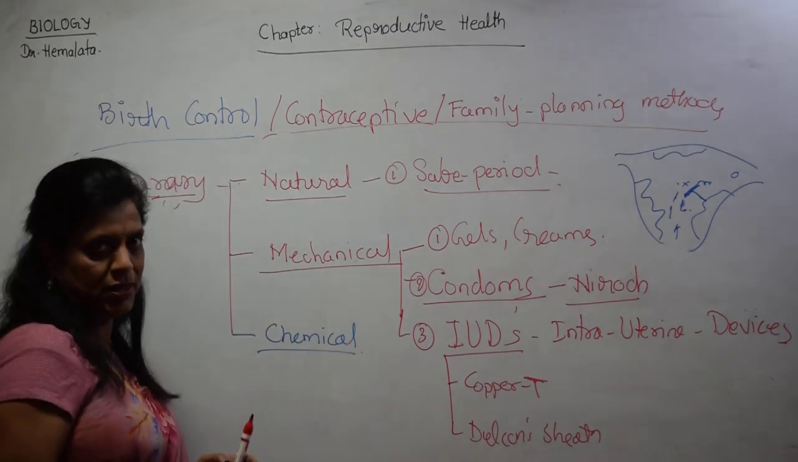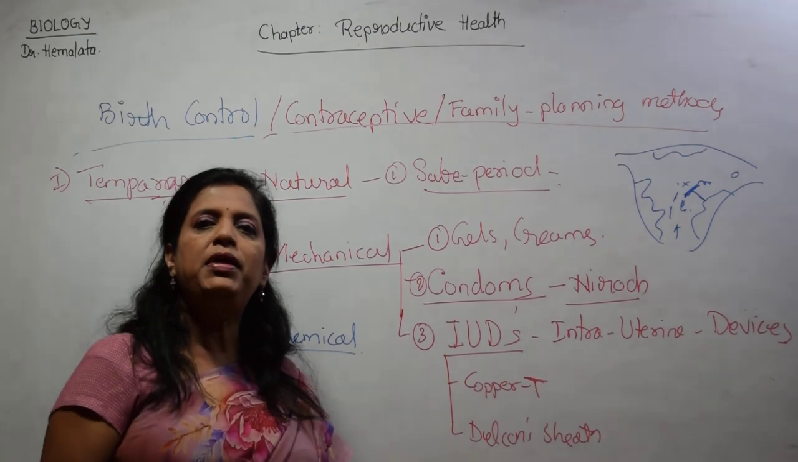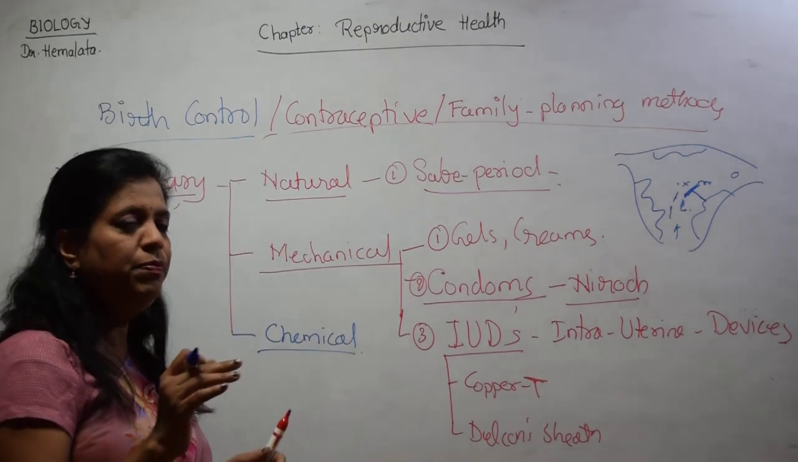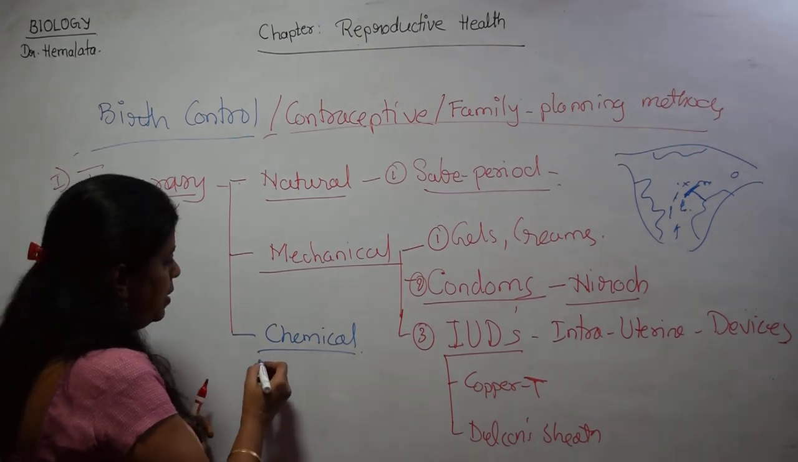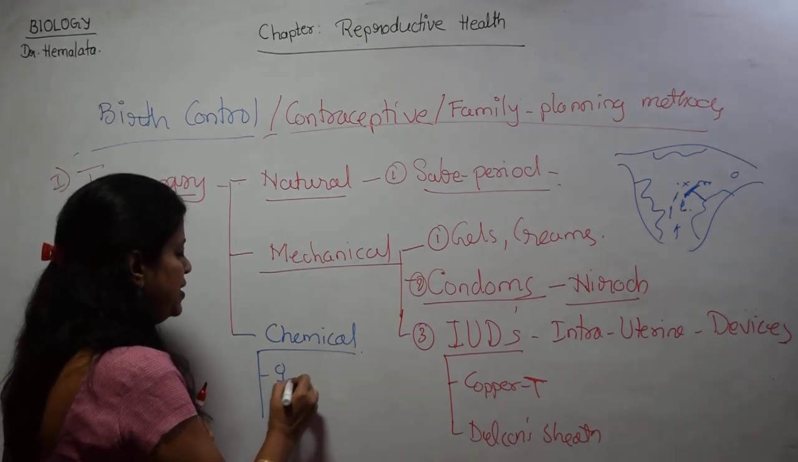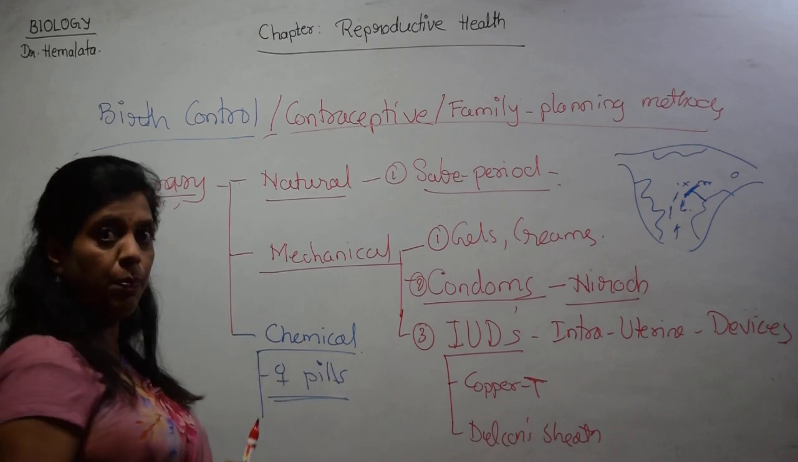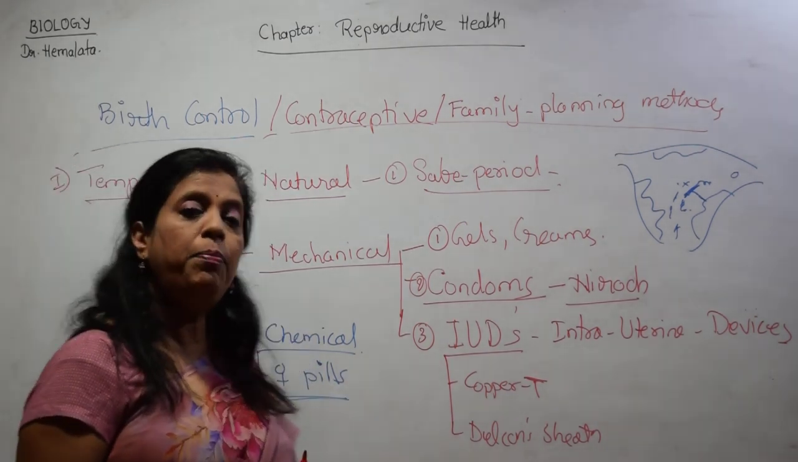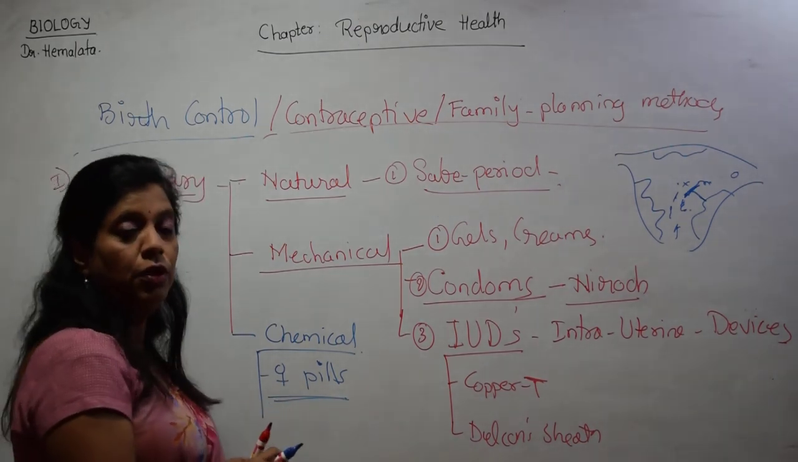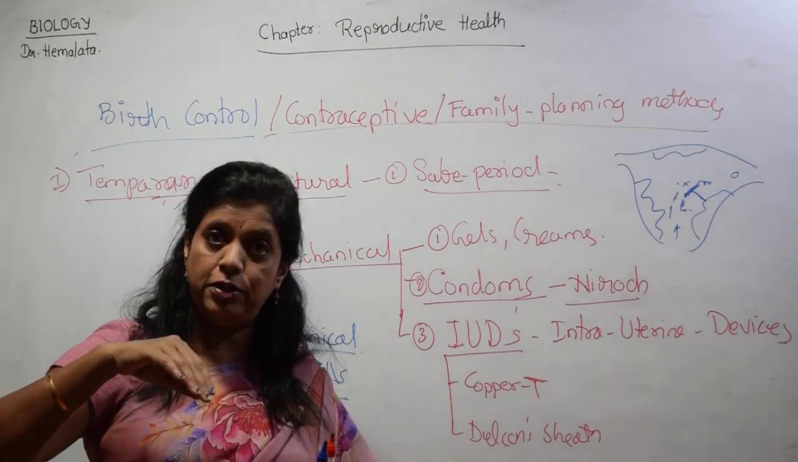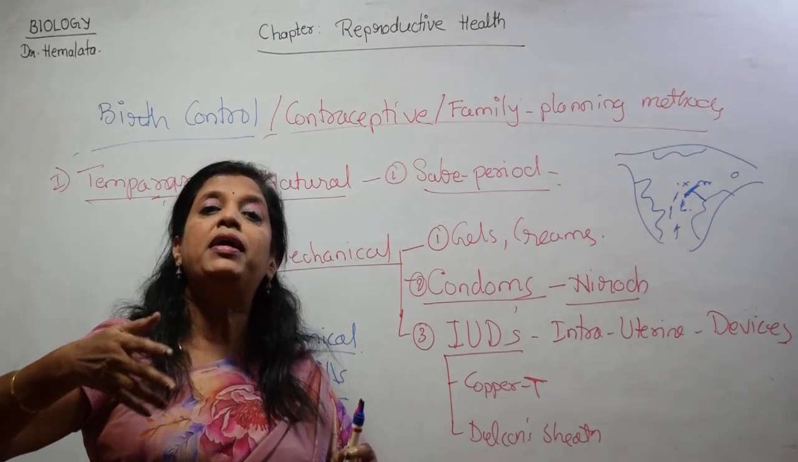Chemical contraceptives are certain chemicals that are used to avoid pregnancy. The very simple ones, the chemical ones, are mainly the female pills. These are very popular. They are made up of FSH and LH, and they avoid the production of FSH and LH so that no egg is released.